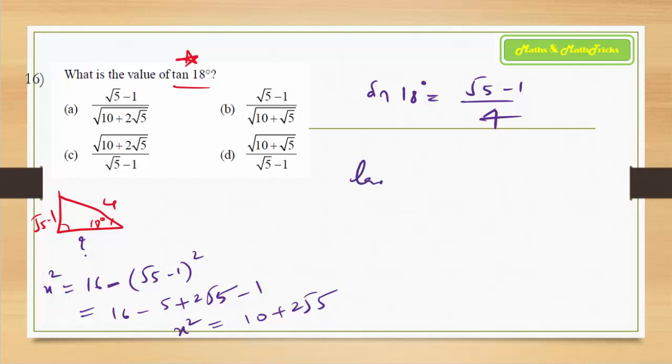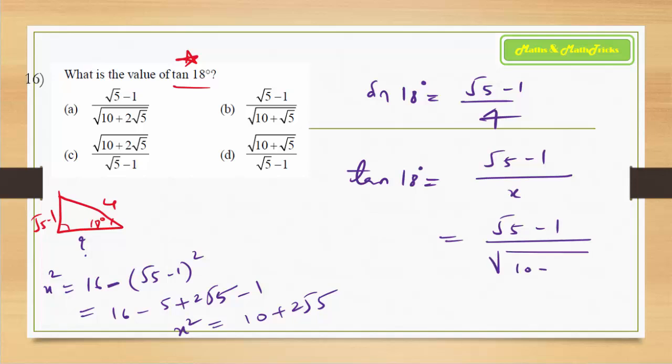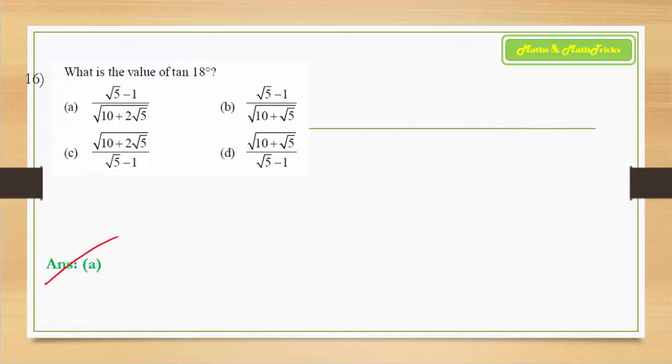So tan 18 degrees, basically you have opposite root 5 minus 1 and adjacent the x value, you got it root over 10 plus 2 root 5. Now could you see the answer? Root 5 minus 1 upon root over 10 plus 2 root 5. Root over 10 plus 2 root 5. So 2 root 5, it's in the option A. Closely you see. So hence the answer is option A for this. Coming on to the next question.